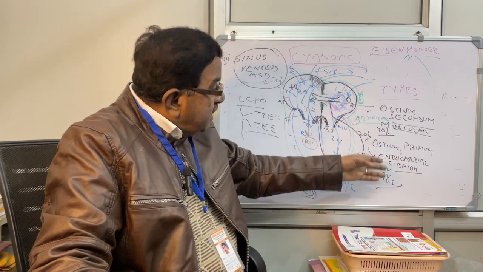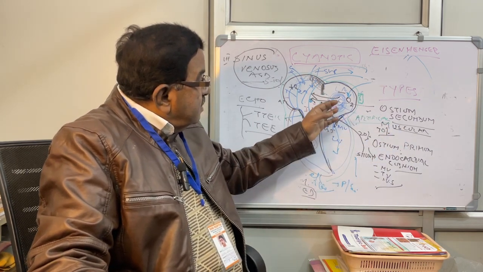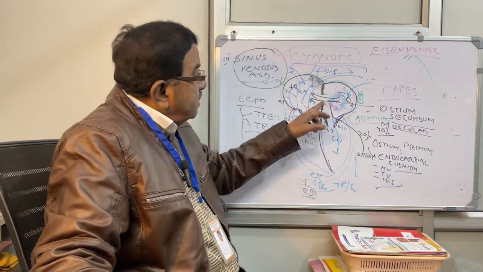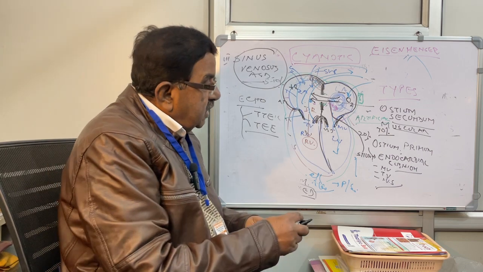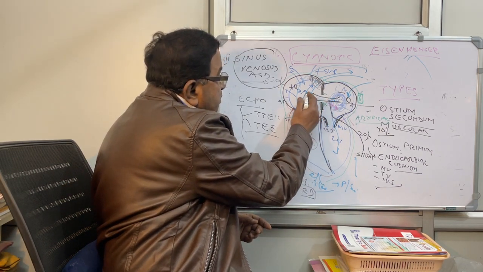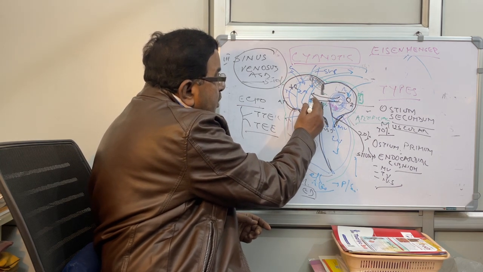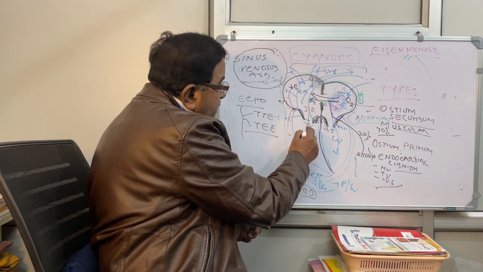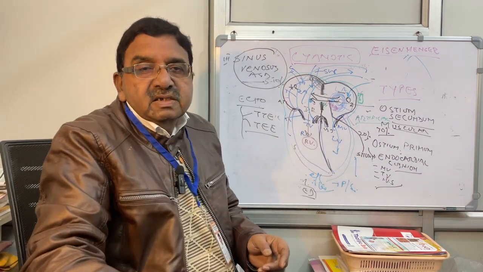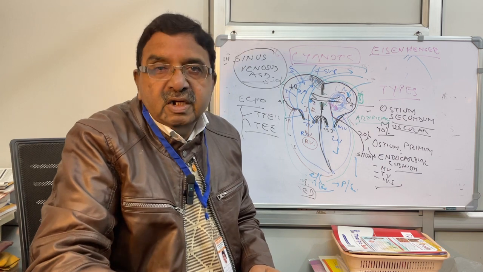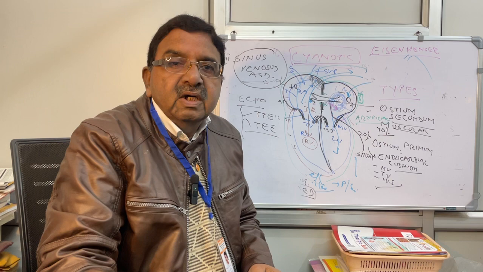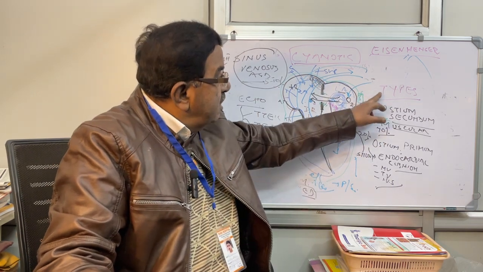Now, this defect leads to, that means the pathophysiology, what does this defect lead to? The oxygenated blood from the left atrium goes into the right atrium through the hole, and from here it goes to the right ventricle, and the right ventricle supplies this blood through the pulmonary artery to the lungs, and from the lungs it is given back to the heart through the pulmonary veins.